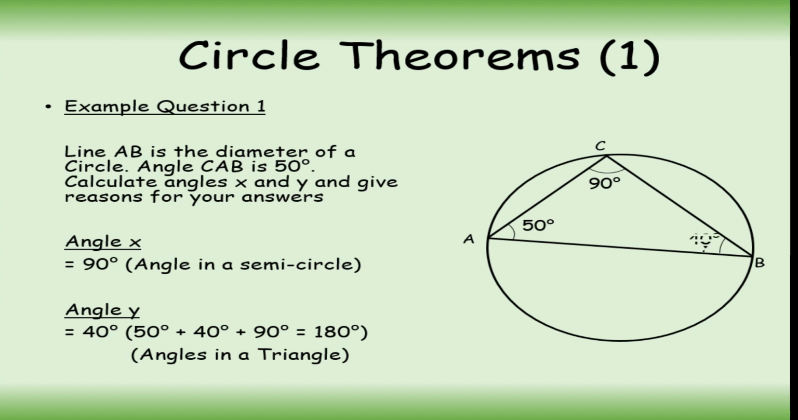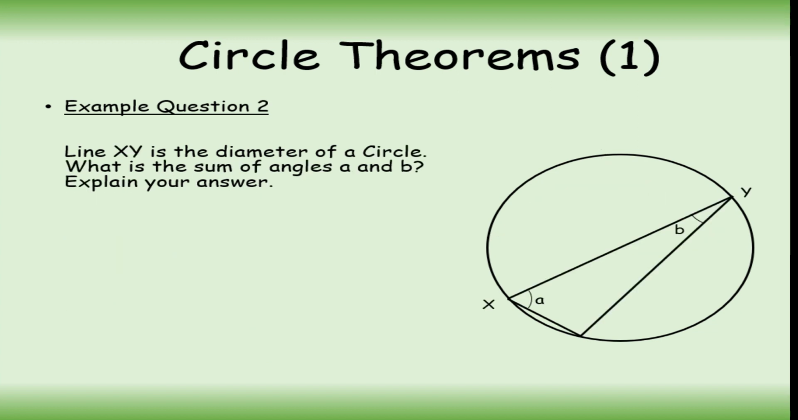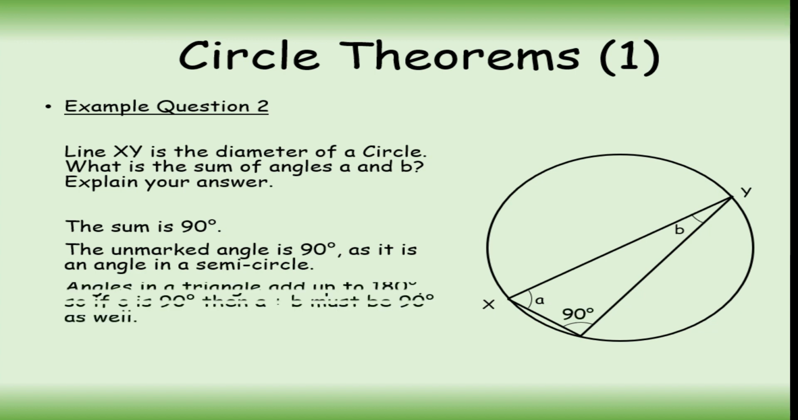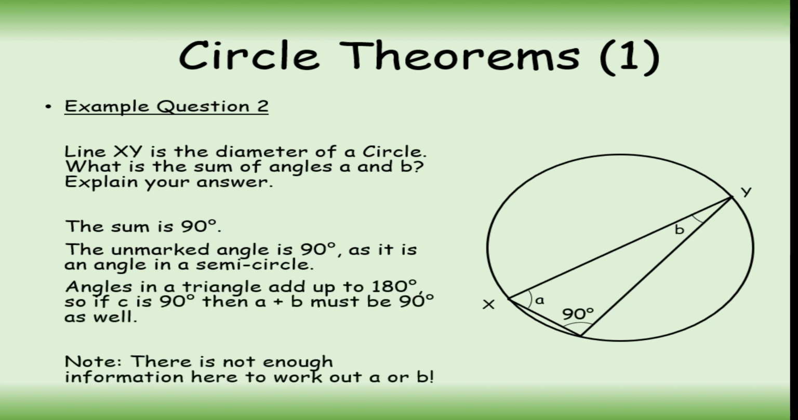Now the next example, line XY, as seen here, line XY is the diameter of this particular circle. What is the sum of angles A and B? Then we'll explain our result. So the sum of A and B, we know it should give us 90. So we know we have looked at this theorem, it should give us 90. And so C will also be 90. Note, so we have this as simple as that.